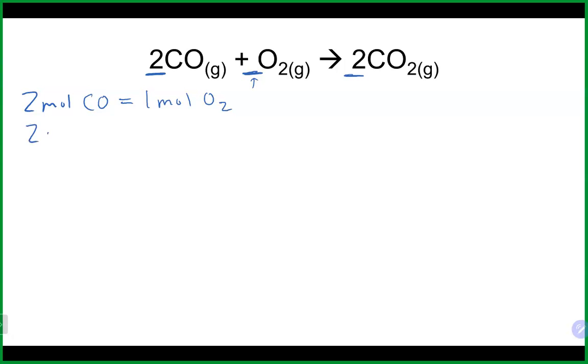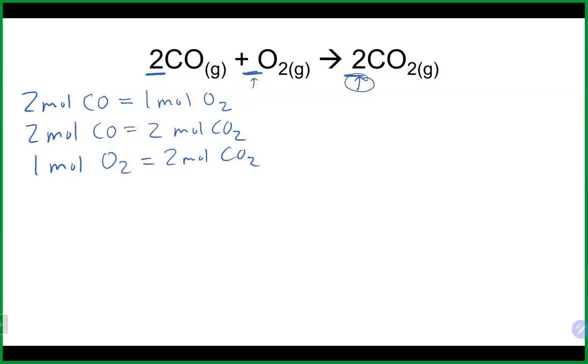Also, if I throw in there 2 moles of CO, how many moles of CO2 would I get out? 2 moles of CO2. Once again, it is just the coefficient. If I throw in there 1 mole of O2, how many moles of CO2 will I get out? I will get out 2 moles of CO2. From this one equation, we have these three equalities, and they are equal to each other.